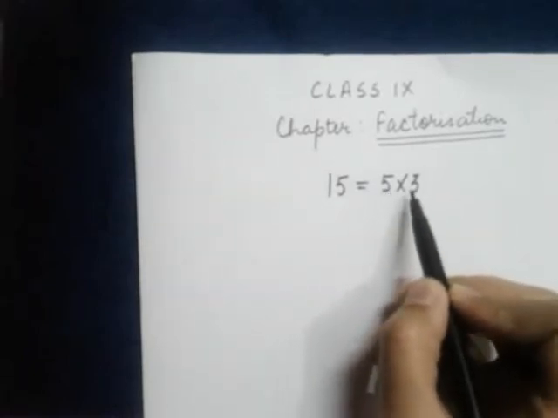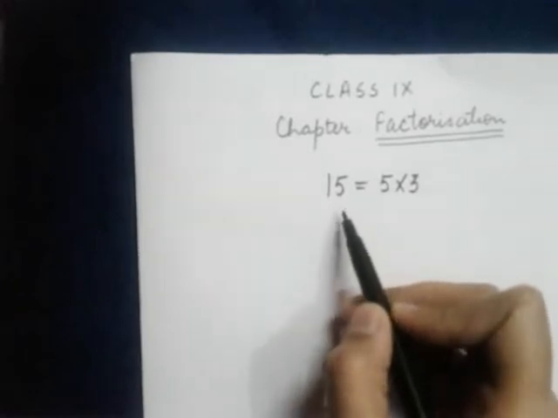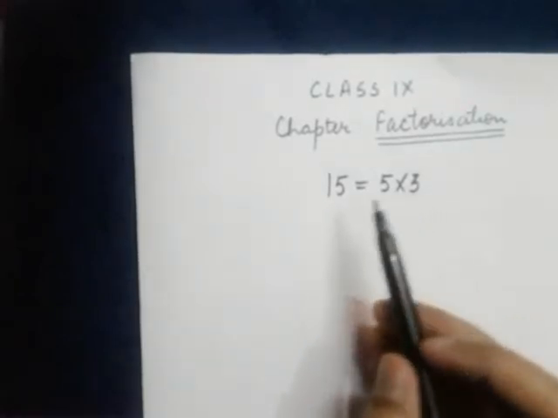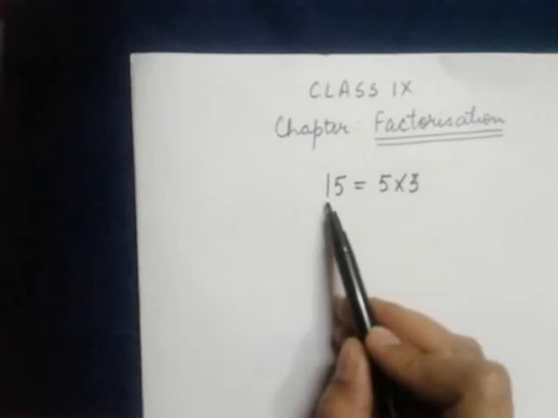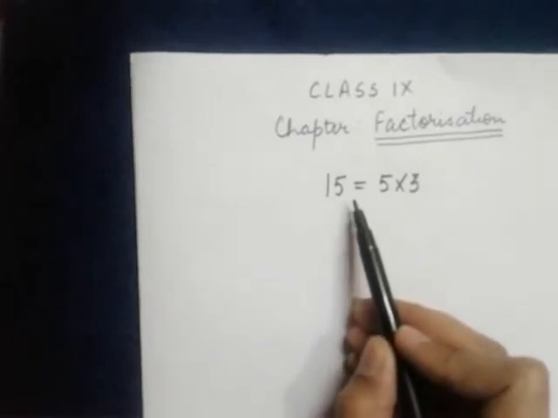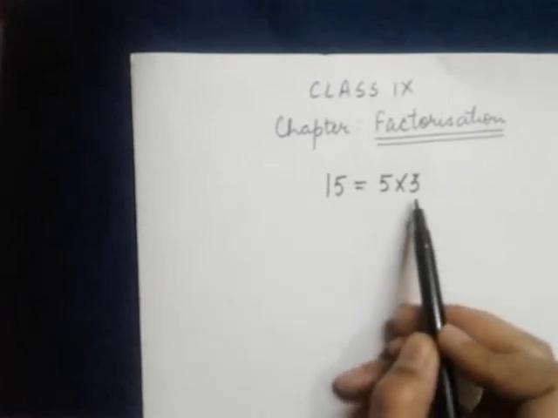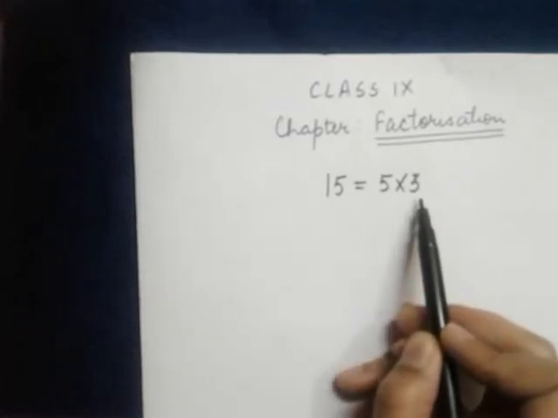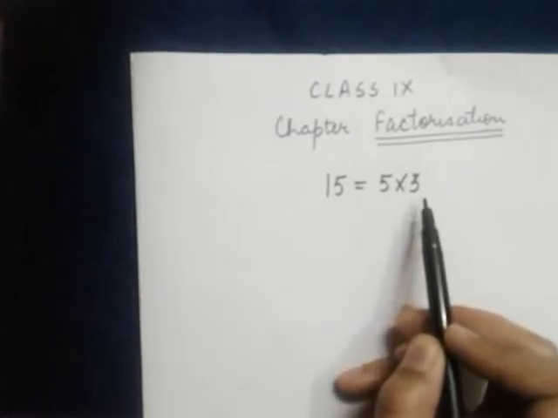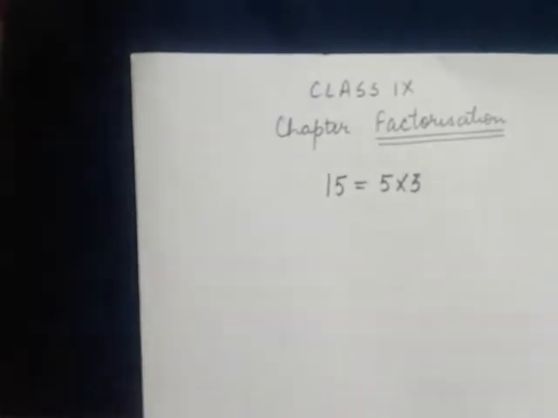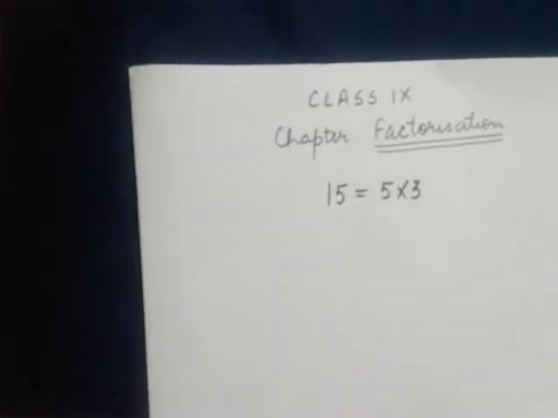These two numbers, 5 and 3, are factors of 15, and 5 into 3 is equal to 15. Here we have represented 15 as the product of two of its factors. This is called factorization of 15. Now similarly, when we study factorization of algebraic expressions, we write an algebraic expression as a product of its two or more factors.